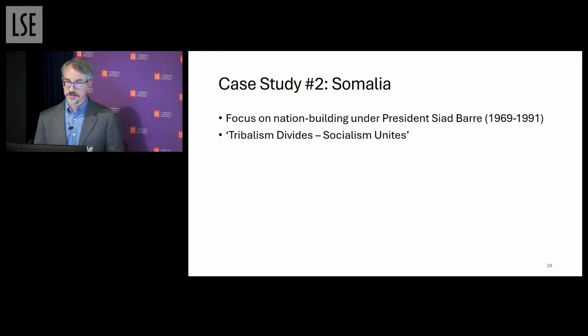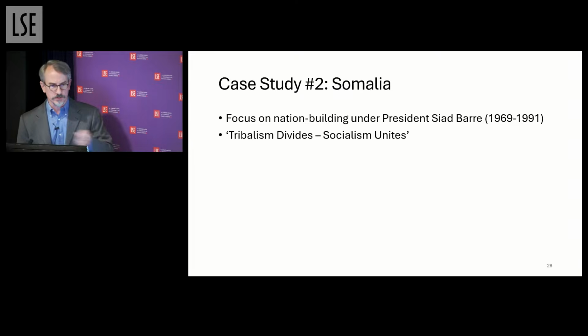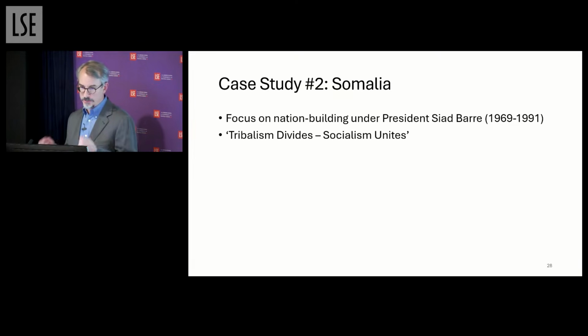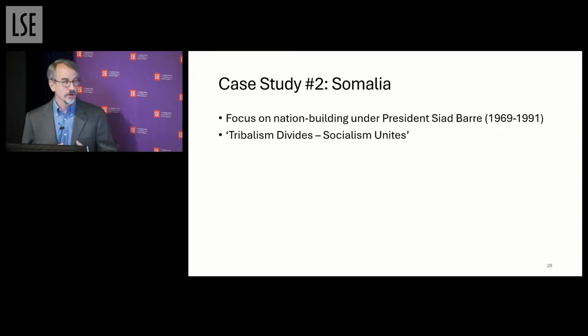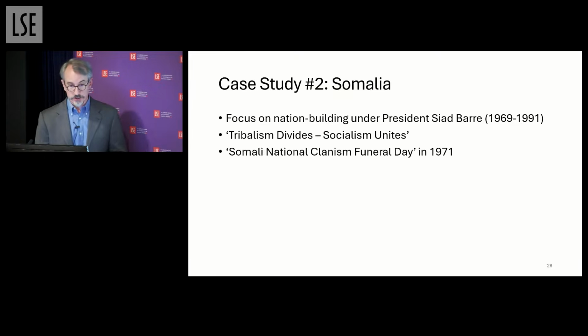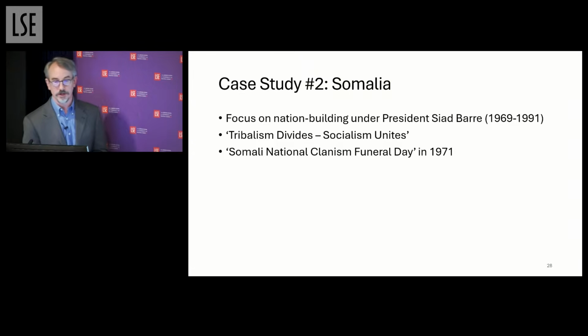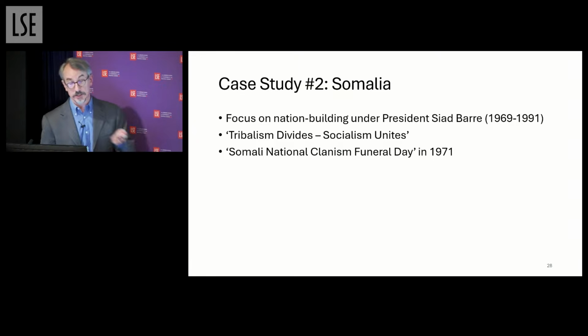One of many phrases of Siad Barre, the president of Somalia from 1969 to 1991, was: tribalism divides, socialism unites. People used to say in Somalia, "What is your tribe?" as a way of greeting someone, and he outlawed that. He also had a famous occasion in 1971 he called the Somali National Clanism Funeral Day, where he went to the main football stadium and symbolically buried tribes in the football stadium. Right? Some of those are more silly, some of them are important.